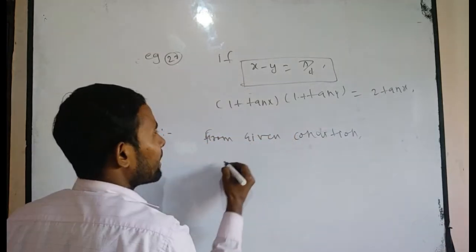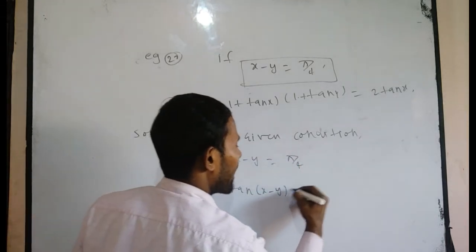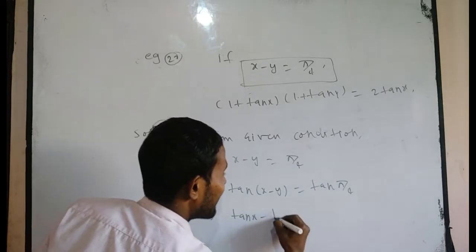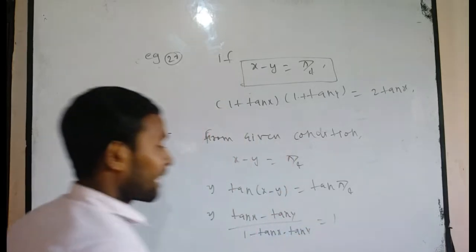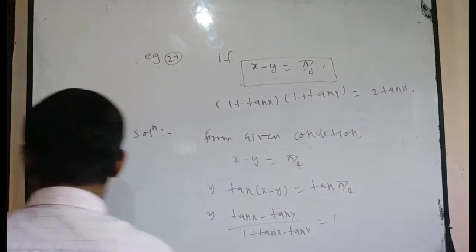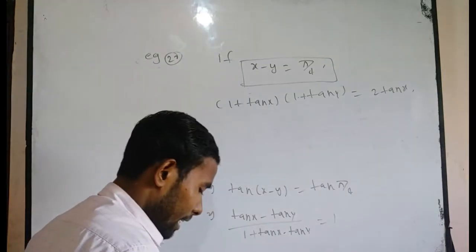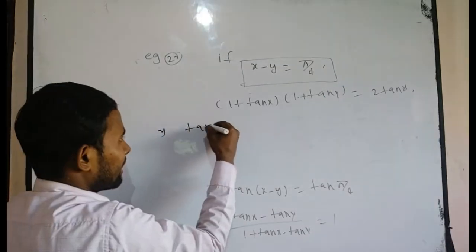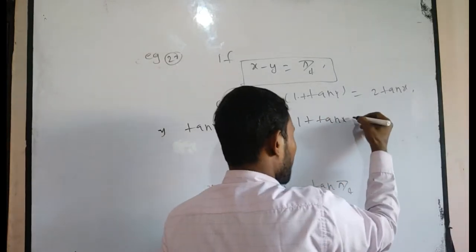From the given condition, can you say that x minus y is equal to pi by 4? If you take tan on both sides, can you write tan(x minus y) is equal to tan pi by 4? As you know, tan(x minus y) is equal to tan x minus tan y divided by 1 plus tan x into tan y, which is equal to 1. That means tan x minus tan y divided by 1 plus tan x into tan y is equal to 1. After cross multiplication, can you write it as tan x minus tan y is equal to 1 plus tan x into tan y.